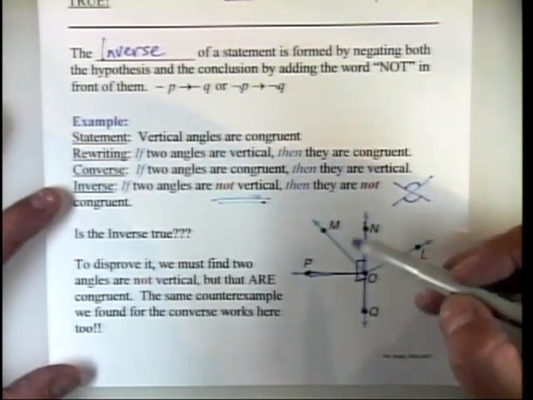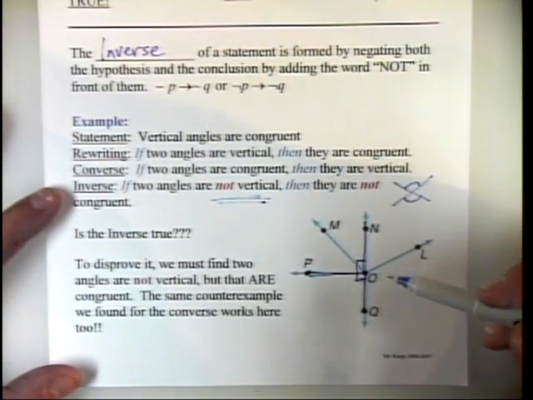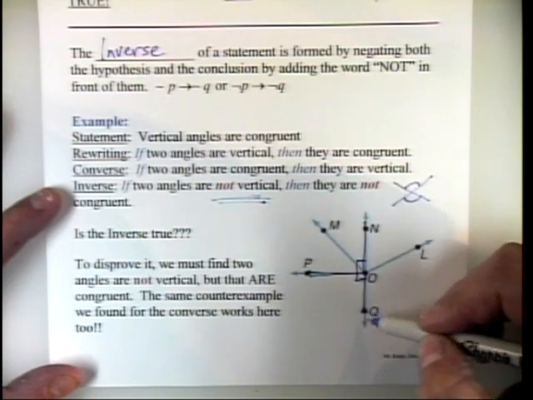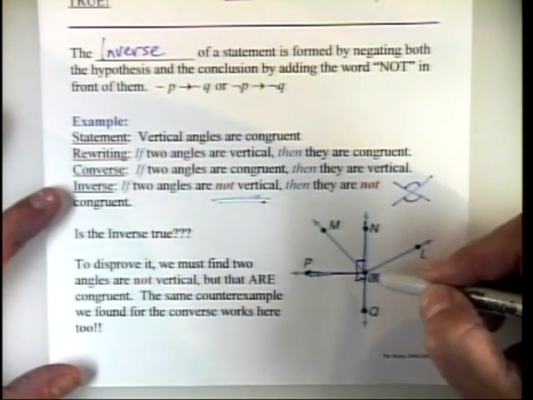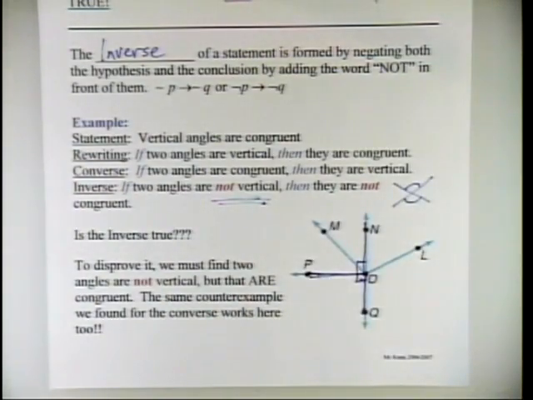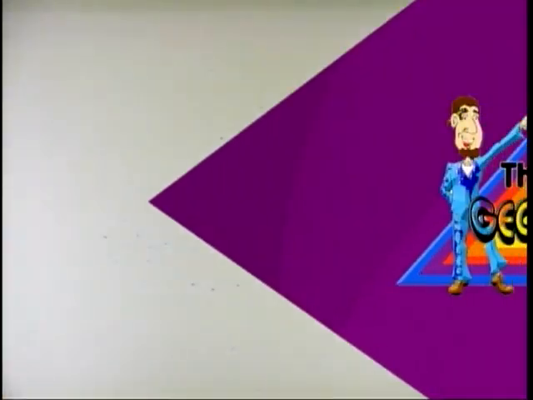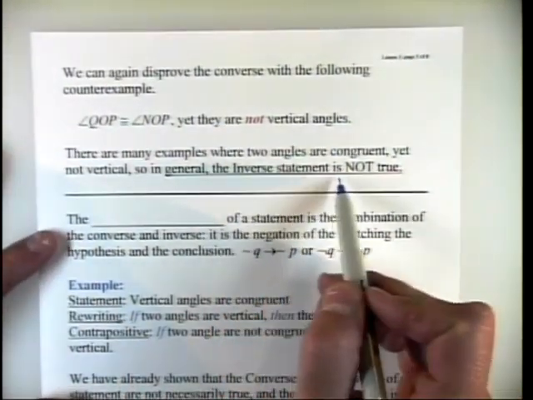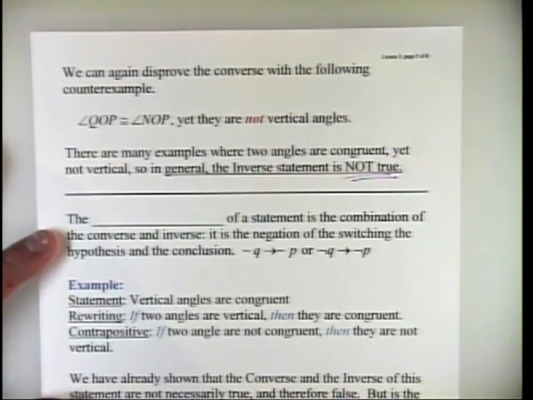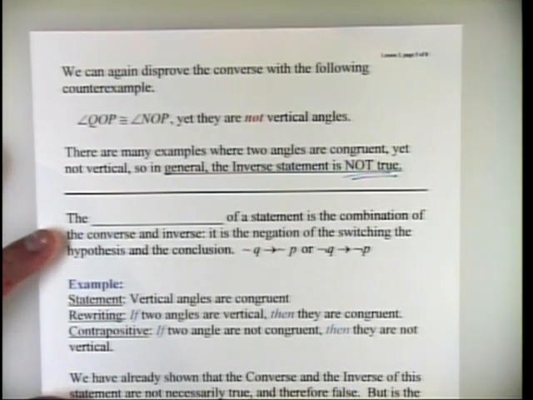Now, if you notice, the same counterexample that we used to disprove the converse works here as well. Here are two angles, QOP and NOP, that are not vertical, and we already said that they were congruent. All right, so what can we say about the inverse? In general, the inverse then would be not true. There are many other examples where we can find two angles that are congruent and not vertical.